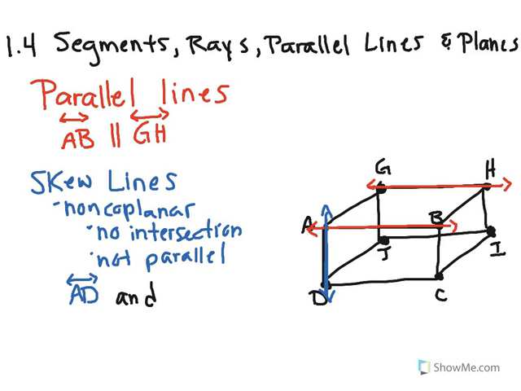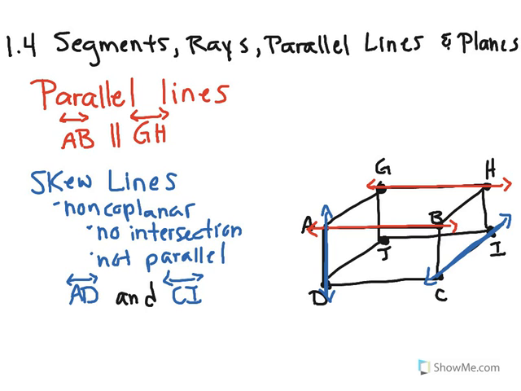I'm looking over here at CI, and if I connect those, make a line, I want you to think about how those two lines would be if you were actually holding a box. They would not intersect each other, and they are not parallel. So I do have two skew lines here. AD and CI are skew lines.